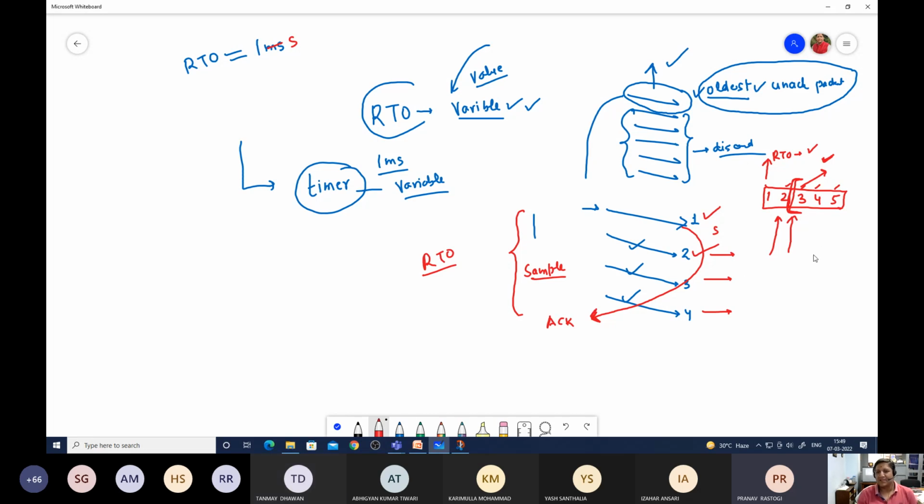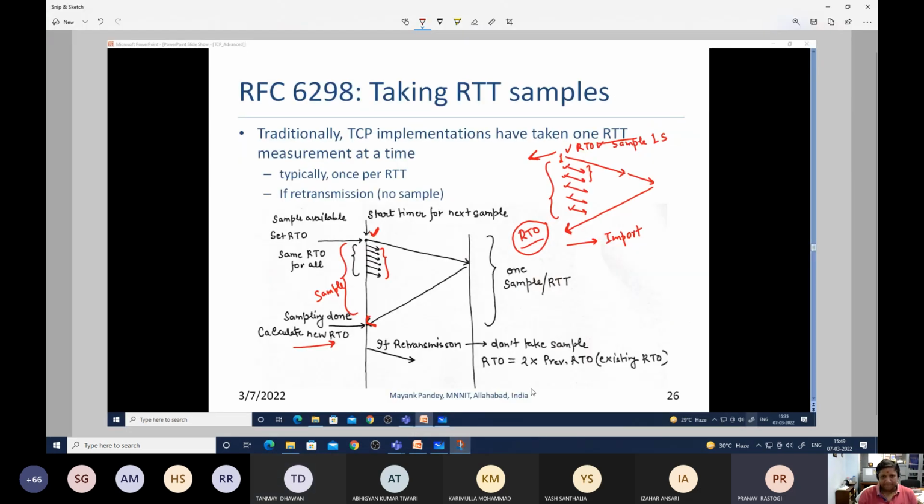And in this way things will go on. Any confusion, Tanmay? No, sir. So in case it does not get acknowledged, then we keep doubling the RTO, right? Yes. So there is a limit of that. There must be some bound. There is a limit of that.